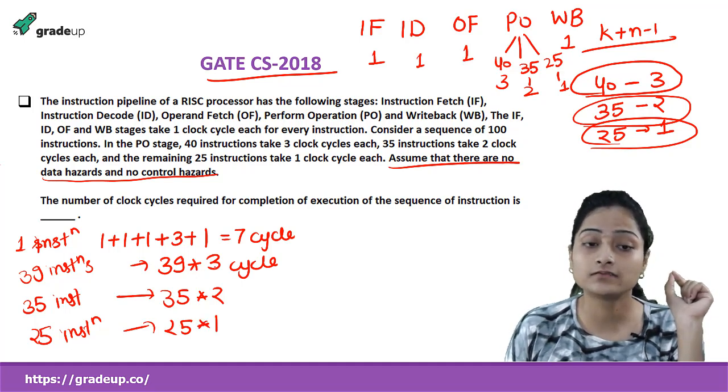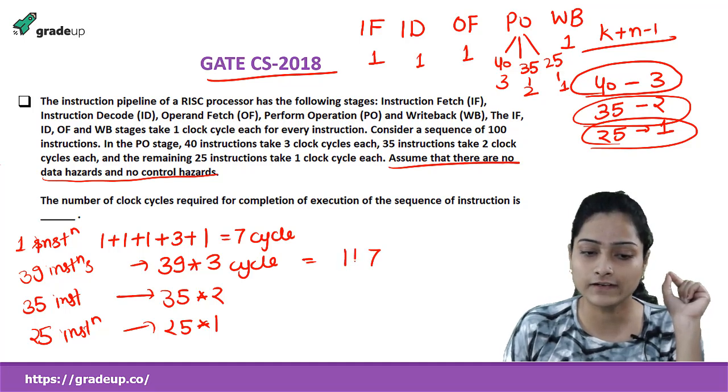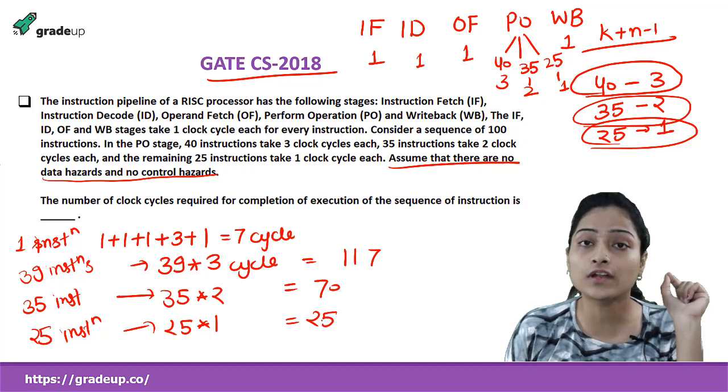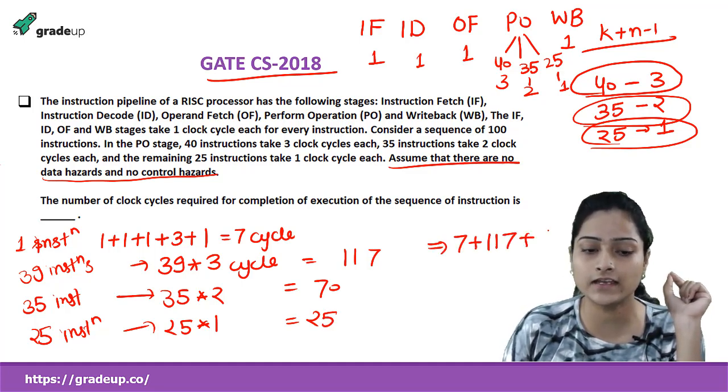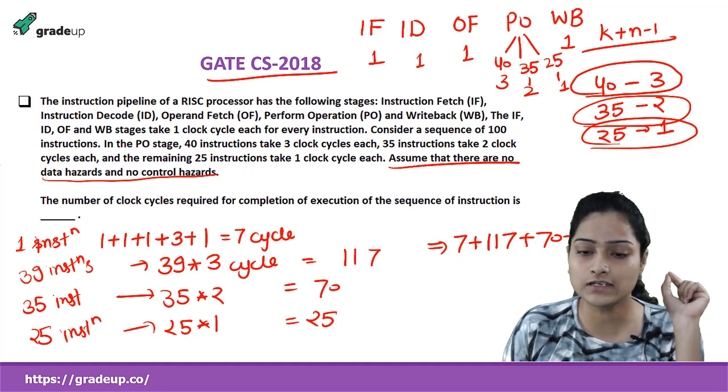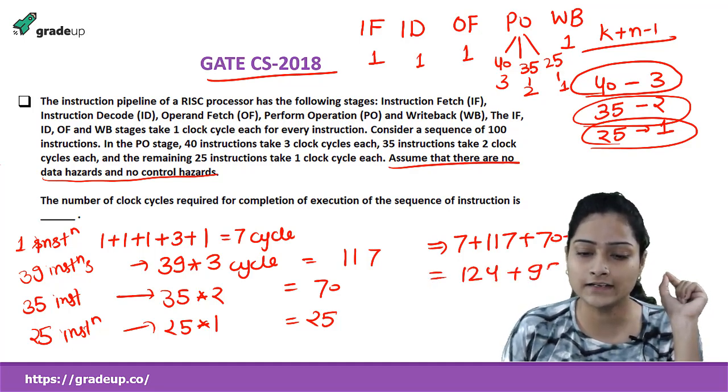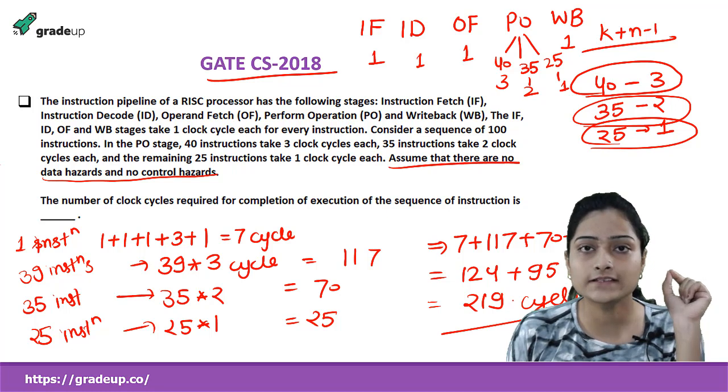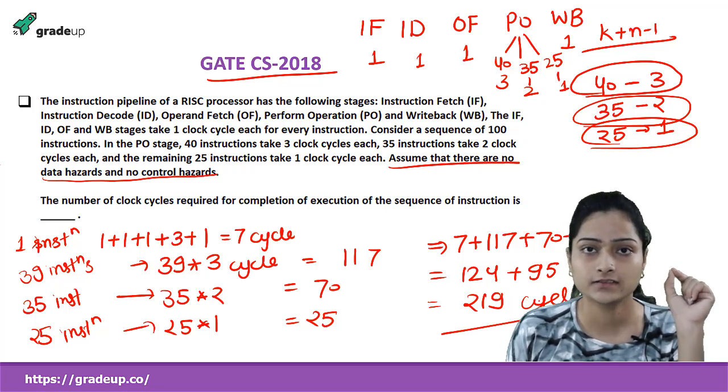So tell me what is this? 39 threes are 117, 70, 25. So the total number of clock cycles is 7 plus 117 plus 70 plus 25. Then it is 124 and 95, which is 219. Therefore, this execution sequence is going to take 219 cycles.